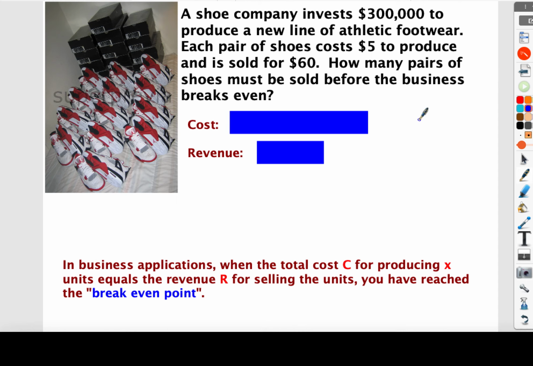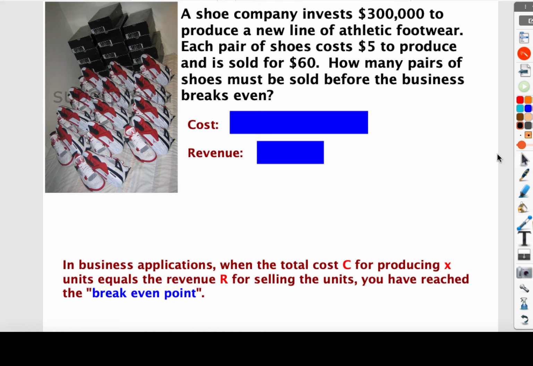Another sort of typical system equation problem is what we call a break-even problem. In business applications, when the cost for producing X number of items equals the revenue, right? The cost being the money you spent, the revenue being the money you're bringing in. So basically, when your profit is exactly zero, we're not owing money, but we're not gaining money, right? But when the cost equals the revenue, you've reached what we call the break-even point.